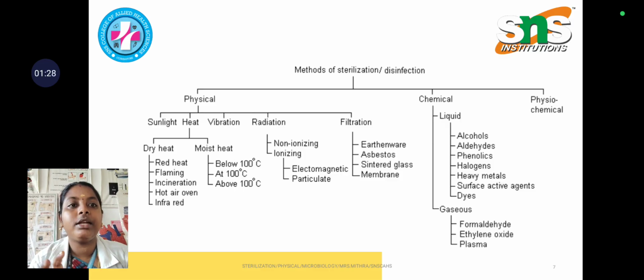Coming to the chemical methods, there are two types, liquid chemicals and gaseous chemicals. For liquid chemicals, we most probably use alcohols, aldehydes, phenols, halogens, heavy metals, surface active agents and some of the dyes, which can be used as disinfectants. Coming to gaseous sterilization, the following gases are used: formaldehyde, ethylene oxide and plasma, that is hydrogen peroxide or plasma vapor sterilization.